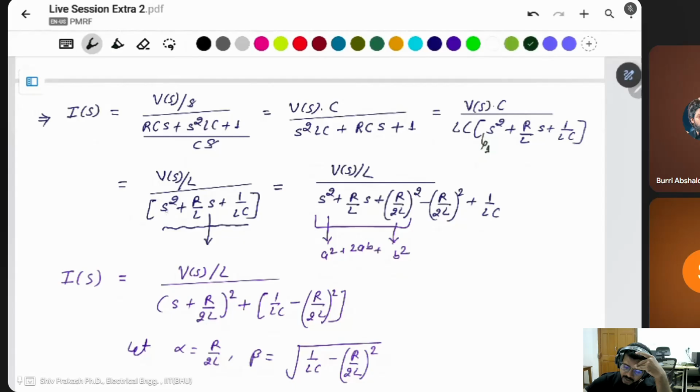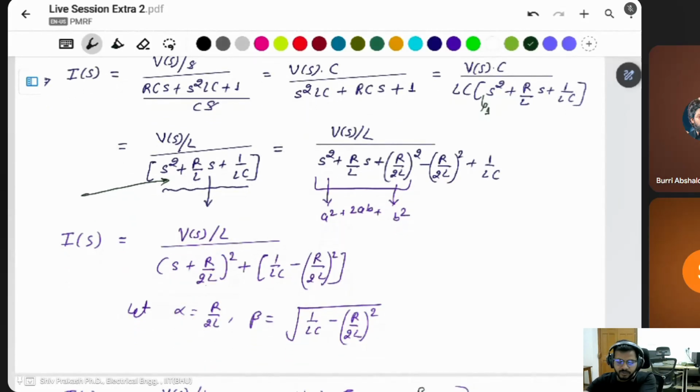After SC cancels out, this will be S square plus R by L S plus 1 by LC. This is the quadratic equation of the current. From this you can find things like zeta, the damping factor, and frequency. This is the quadratic equation for the current. We have to find the inverse Laplace of this, S square plus R by L S plus 1 by LC.